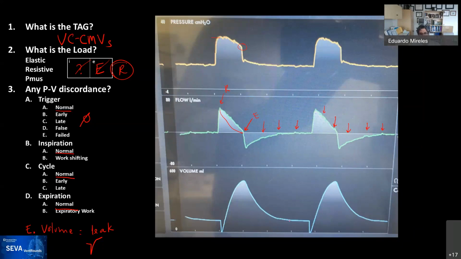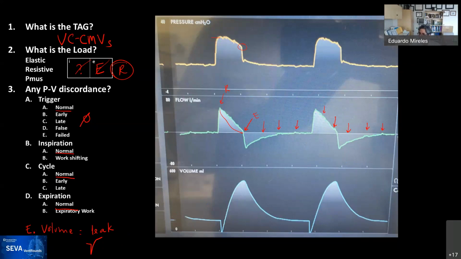And finally, the only thing that I would say is when you look at the waveform for volume, remember that this square root sign has several causes. One of them is a leak. So this looks like it's most likely a leak, but it's important for you to recognize that this could be air trapping, or a sensor that is not appropriately placed, or a leak as you highlighted there. So just highlighting that. Any other comments from the team?